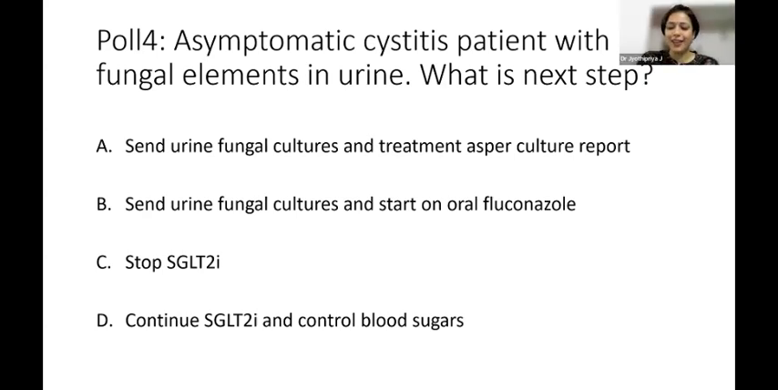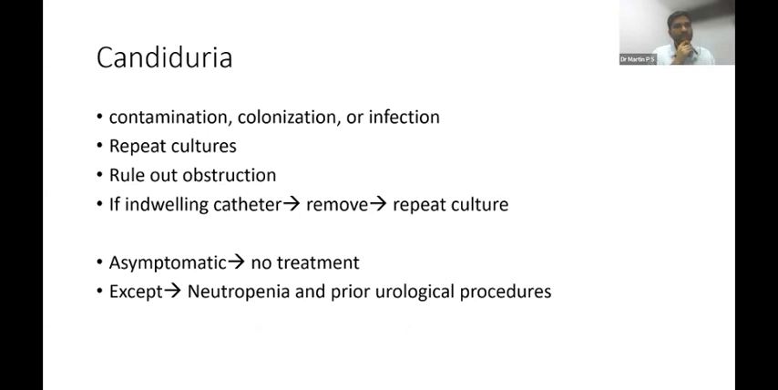Okay. Thank you, ma'am. So now we'll see what Martin has with him to shed more light on this topic. Over to you, Martin. So candiduria, whenever we see candiduria, we have to look at these 3 points, whether it is contamination, colonization, or infection. The contamination we have ruled out by different methods, but colonization and infection is very difficult to differentiate. And sometimes repeated cultures might be necessary.